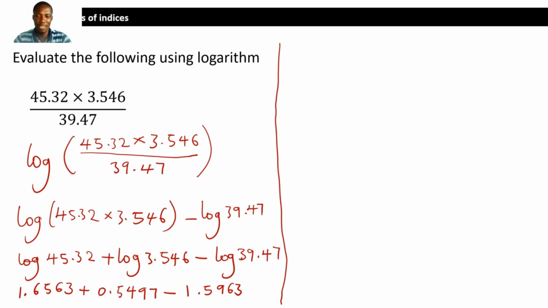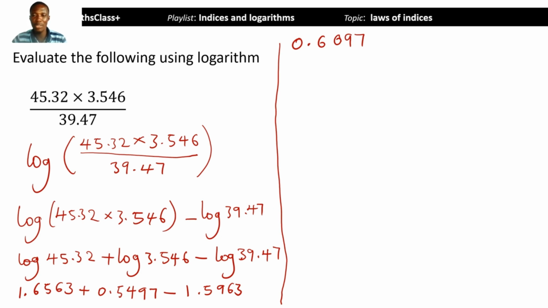And now we can do the addition and subtraction. It's very simple. That gives us 0.6097. Now we have to remember that the value we have is a log value, but the question actually was not a logarithm question. We are only employing the service of logarithm to arrive at the answer. And so once log has given us its final answer, we are supposed to convert this. So we need to find the antilog of the result we've got, so that we do away with the logarithm and come back to our normal values.